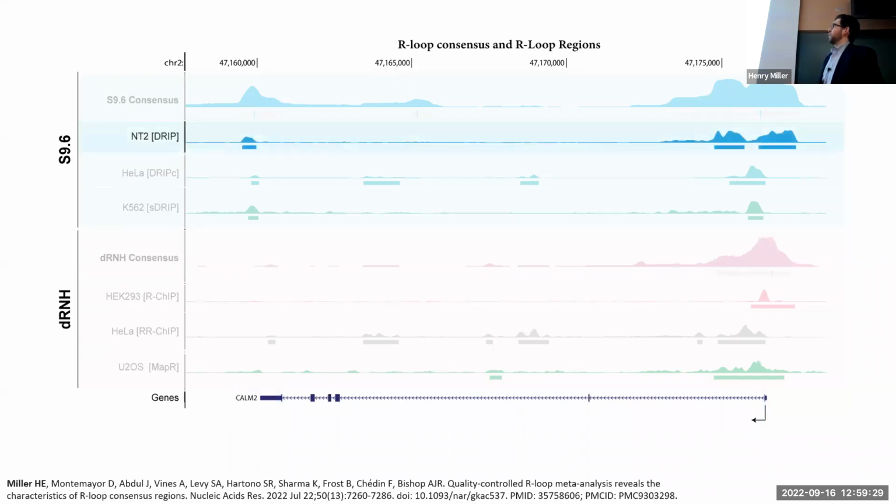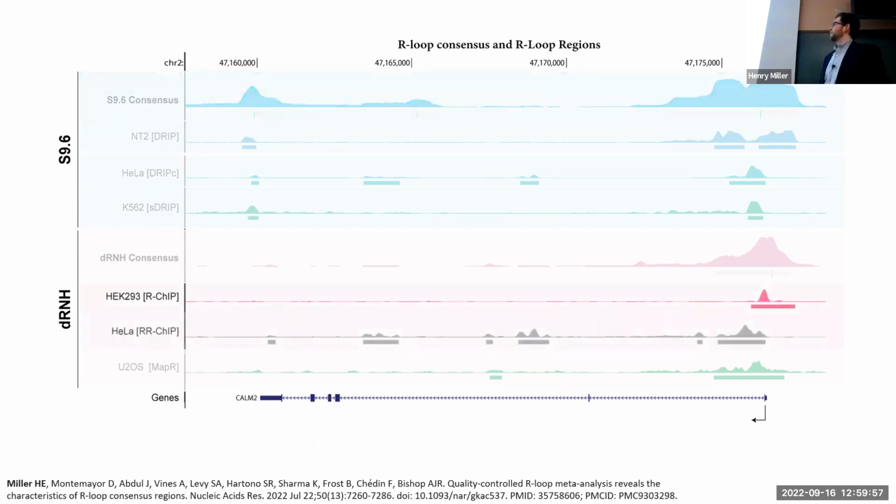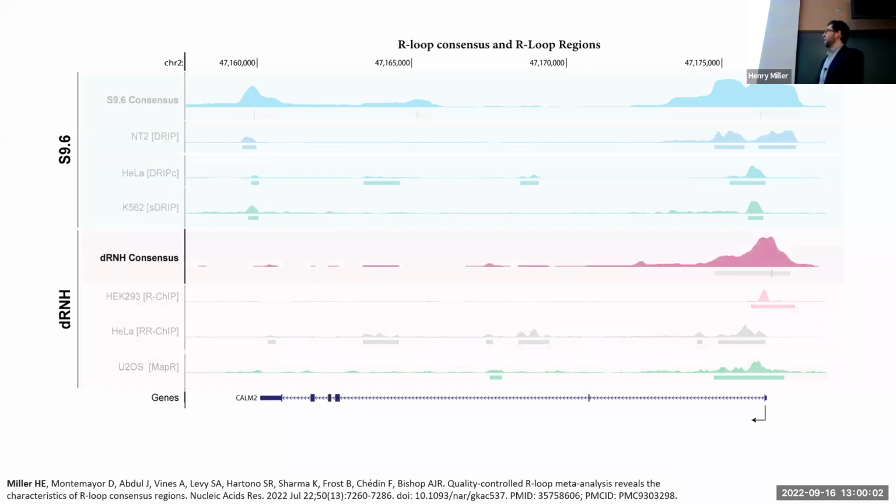Again, just to orient, I'm going to show a couple of our high quality R-loop mapping samples. Here we see one of our DRIP sequencing samples, one of our DRIP-C sequencing samples, and one of our S-DRIP samples. And then here we can see the consensus S9.6 signal and peaks from our consensus analysis. We can see that this shows R-loops being mapped at the beginning, middle, and end of the gene. If we jump over to DRNH, we see our R chip here, and then we see map R. And when we look at the consensus, we can see that it, unlike S9.6, appears to be mostly located more at the beginning of the gene.